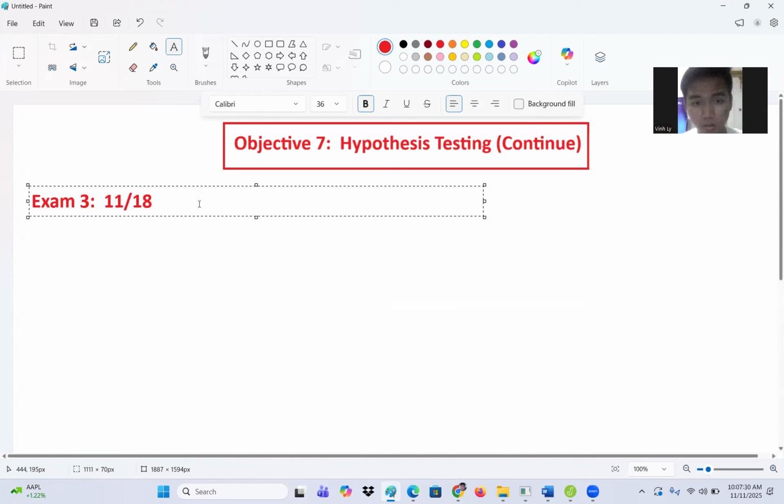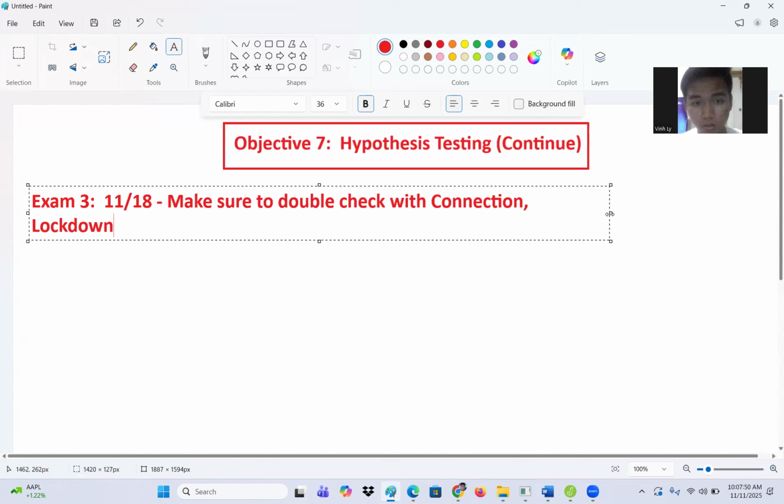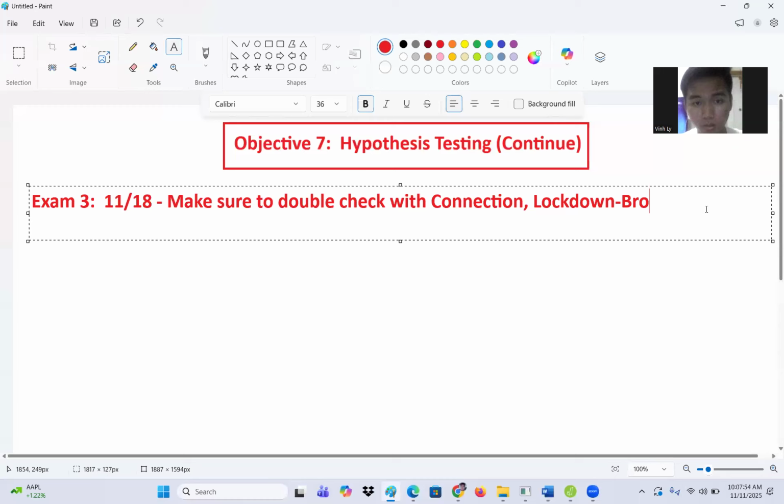Okay, so make sure to double check with the connection, browser, lockout browser, something like that. Just making sure that we have all of this, and the camera. Okay, so make sure it all works.